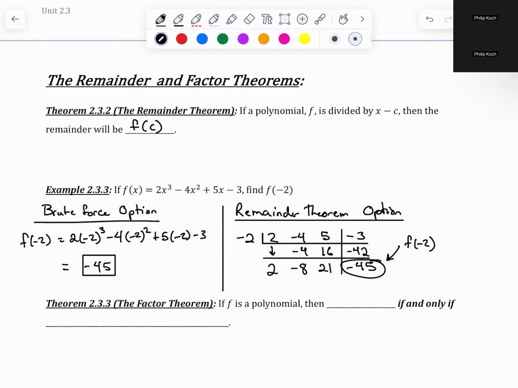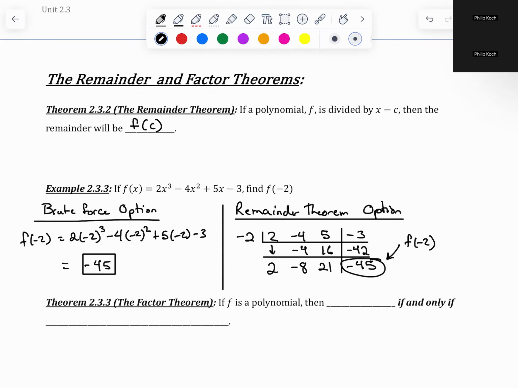However, it is used. The main reason why I'm even mentioning it is this theorem proves the factor theorem. And what the factor theorem says is that if f is a polynomial, then f of c equals 0 if and only if x minus c is a factor of f. That's a very useful fact, as we'll see in a little bit.